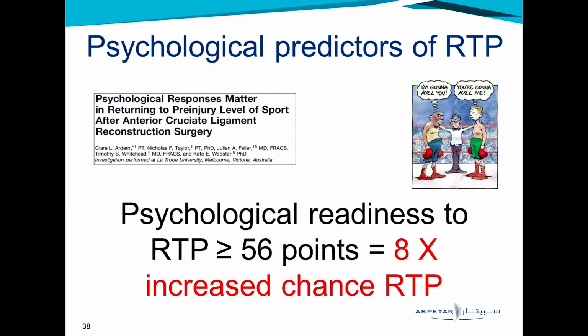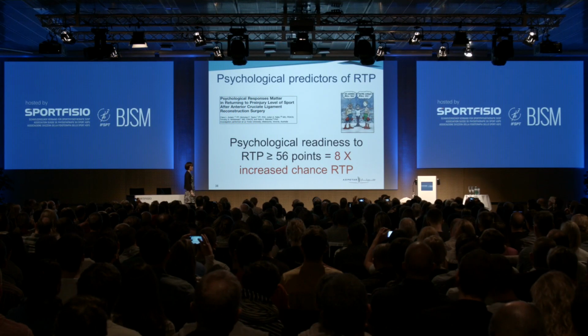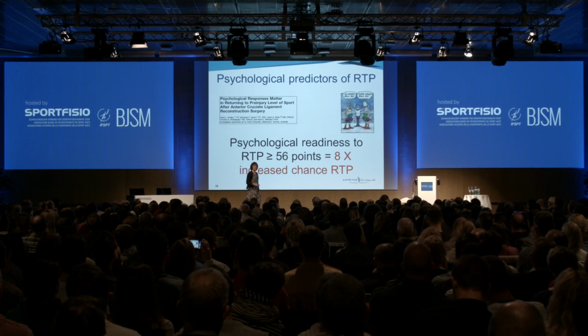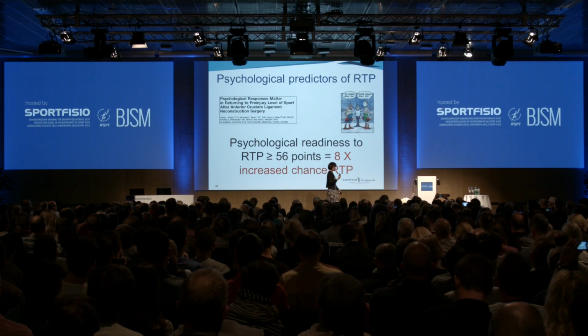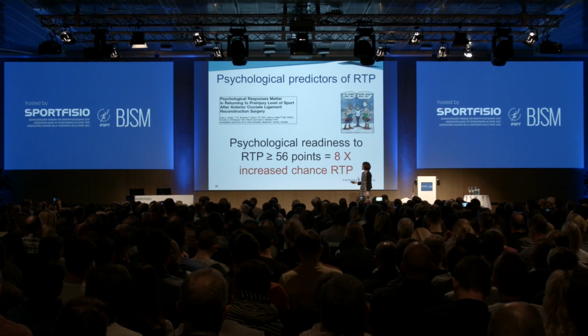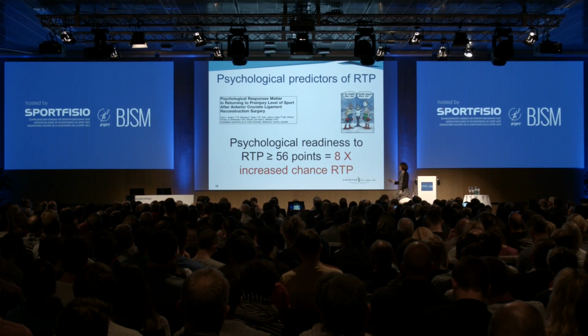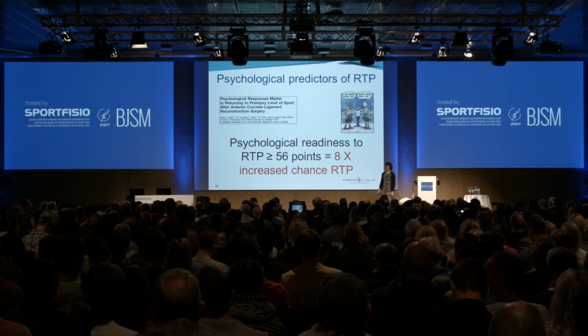So what we did in this study was to give athletes a questionnaire that asked them about their psychological readiness to return to play. And what was interesting, and I'll talk about that questionnaire in a minute, and what I'd like you to take from this slide, is that the ones who scored at least 56 points on this scale were up to 8 times more likely to get back to their pre-injury level of sport.